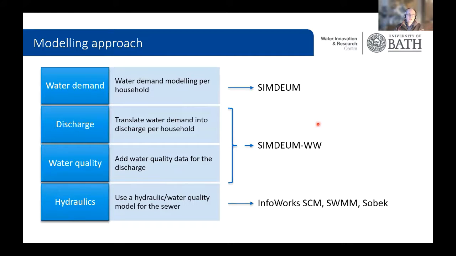And once we have done this, this will develop again a time series, a pattern of discharges. We can use these discharges to feed into a normal hydraulic sewer model, which also can calculate water quality. And for these sewer models, there are a number of options available, going from commercial packages like InfoWorks, or in the Netherlands, municipalities often use SOBEC, which is a program developed by Deltares in the past.